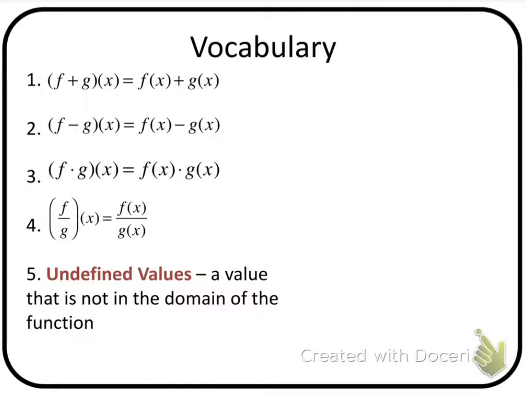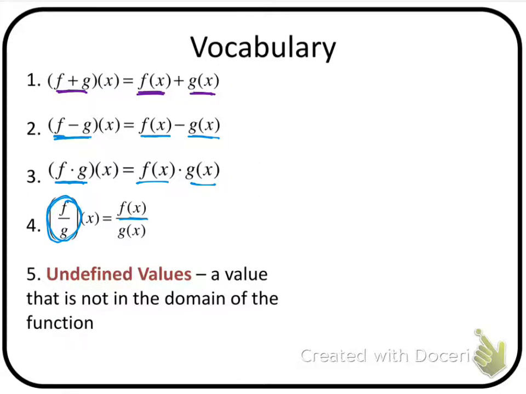So let's look at our vocabulary. This is just the notation that we're going to have, and it's pretty simple. If you see this f plus g, all it's telling you is you're going to take f of x and add it to g of x. Likewise here, when you see f minus g, you're going to take f of x, subtract g of x. This one here, they're being multiplied, so f of x times g of x. And then finally, it's kind of self-explanatory from here on out. Dividing, f divided by g, f of x divided by g of x.